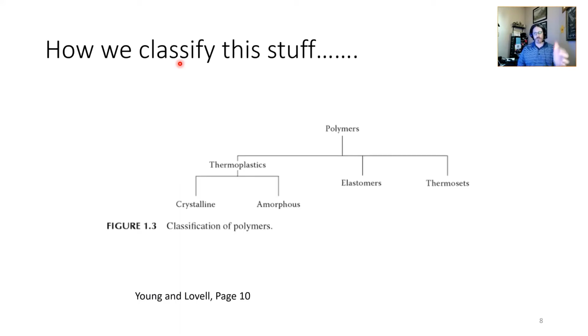So again, I will show this slide a lot, how we classify this stuff. So we have thermosets, elastomers, crystalline and amorphous, and I always throw in semi-crystalline. The classifications, you can continually subdivide them. Most people say thermoplastic, thermoset when you ask them classes of polymers. Thermoplastics, thermosets, and elastomers.